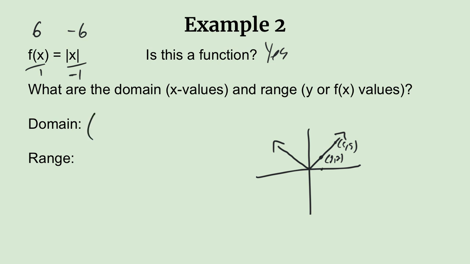So the domain here, is there anything we can plug in or anything that we can't plug in for x? No. So it's again negative infinity to infinity. The range, are we going to get every possible y value? No, it's only going to be positive y values. Okay, so what's the smallest number we can get? 0. And will 0 be on the graph or not? It'd be on the graph. So if we plug 0 in for x, what do we get? 0. So our range would be a bracket, 0, comma, infinity.